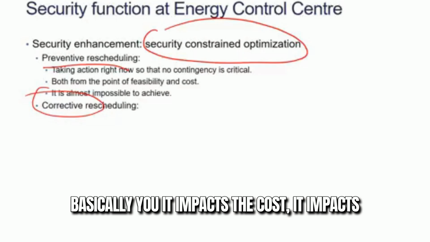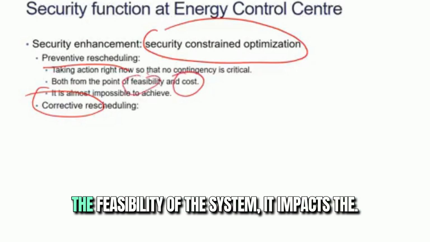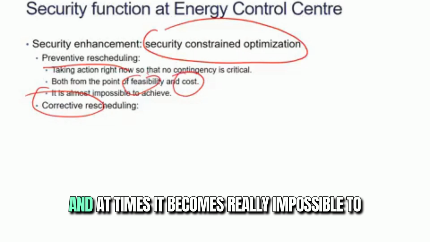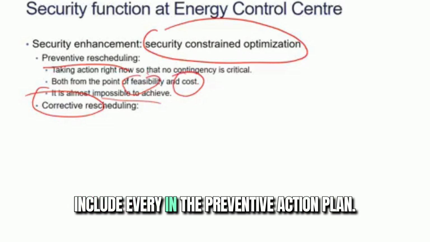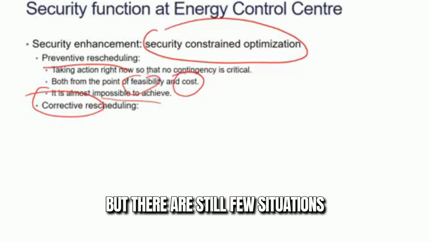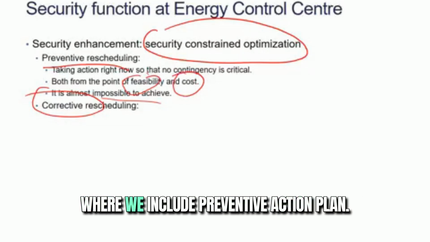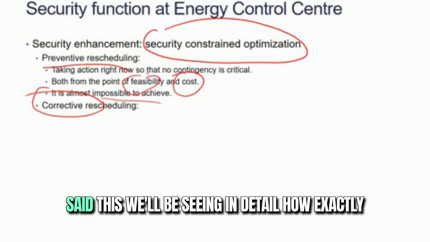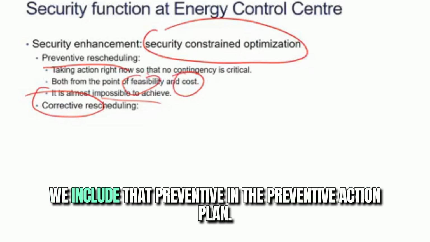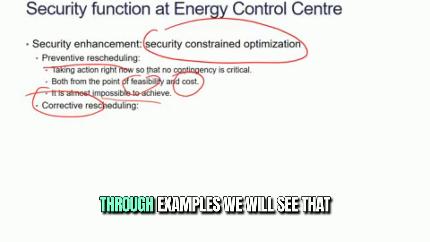Basically, it impacts the cost. It impacts the feasibility of the system. At times it becomes really impossible to include everything in the preventive action plan. But there are still a few situations where we include preventive action plans, and we'll see in detail through examples how exactly we include that.